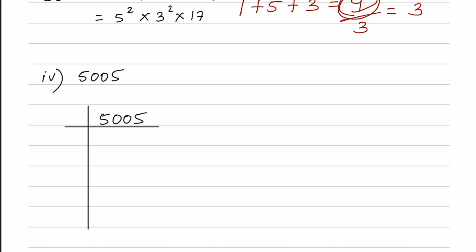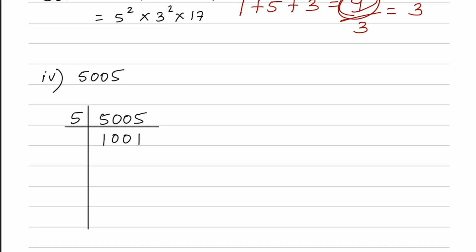Now, since this number is ending with 5, I'll start with the first number, 5. So 5 ones are 5. Those 2 zeros I'll note down as themselves, and 5 ones are 5. Now, if you see, 1001 is a very weird number, right?